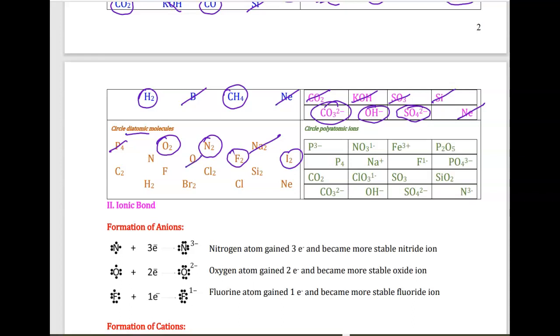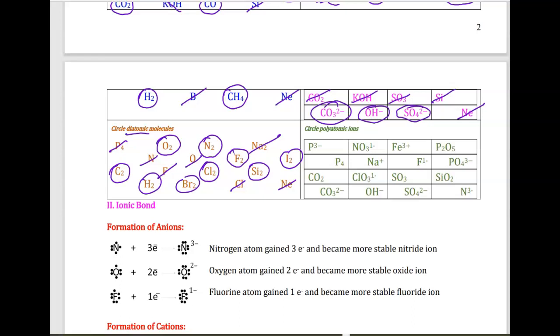It's an atom. C2, yes, it's molecular. It's an atom, molecular, atom, molecular, and molecular. Okay, diatomic.